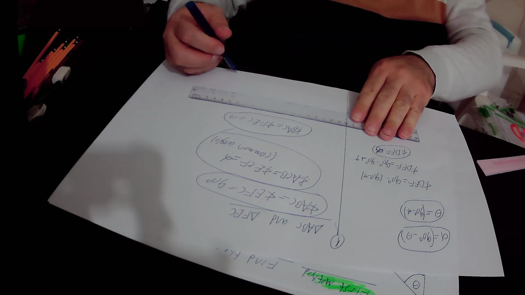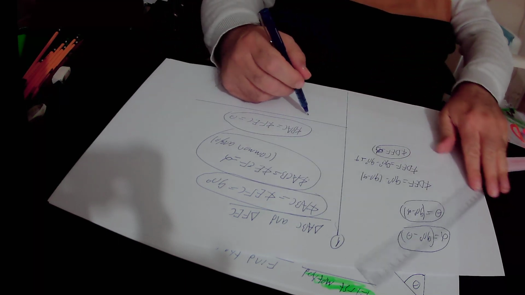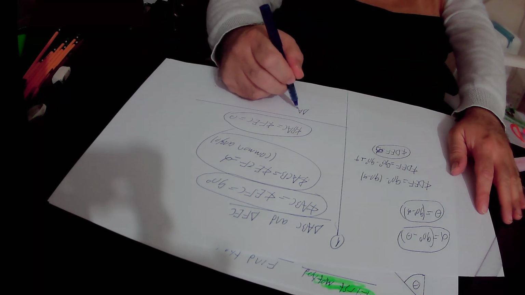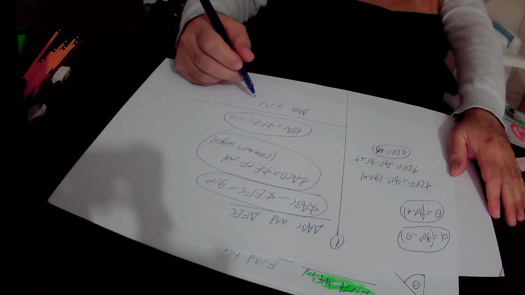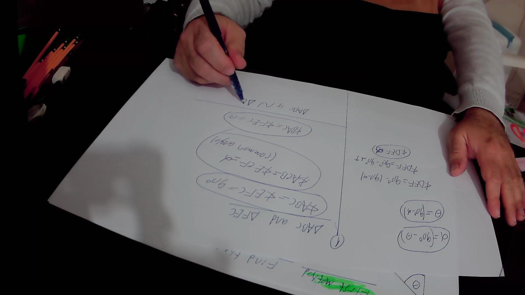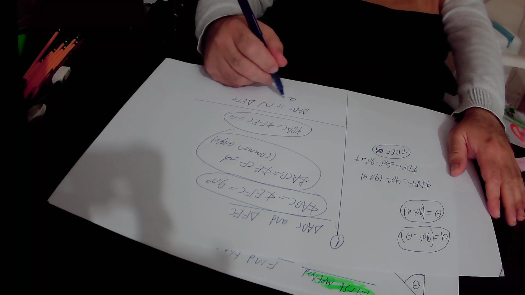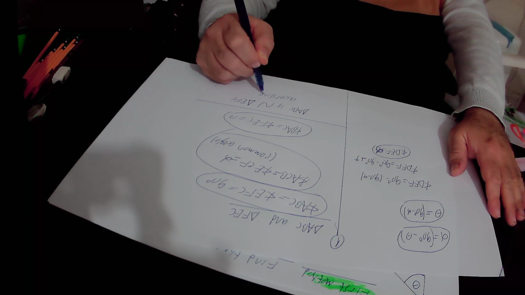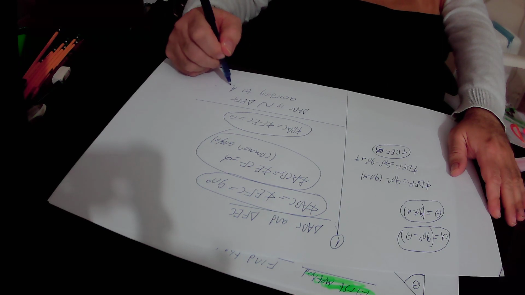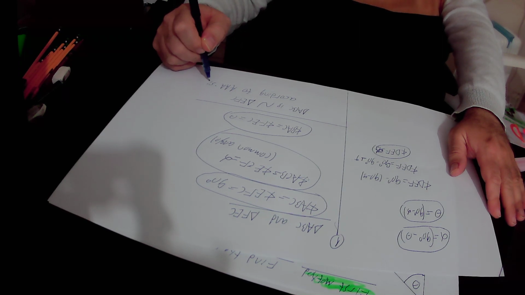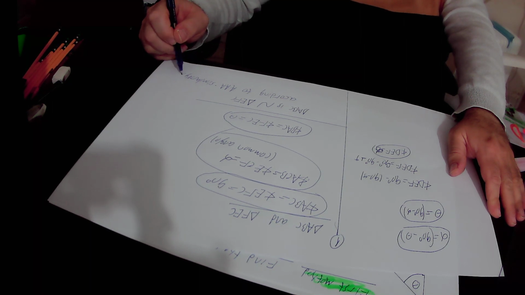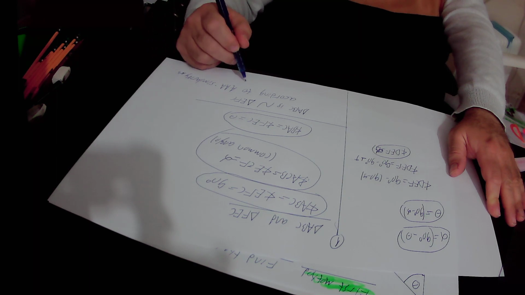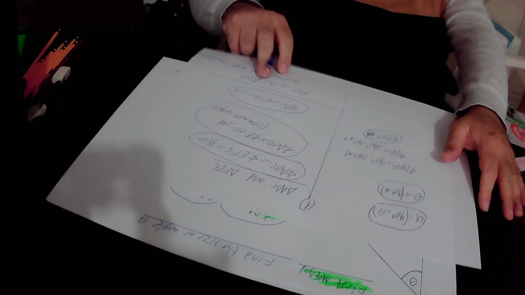Therefore, we can conclude from it that the right big triangle, triangle ABC, is similar, this is the sign of similar, to the small right triangle, triangle EFC, according to the angle similarity rule. Okay?